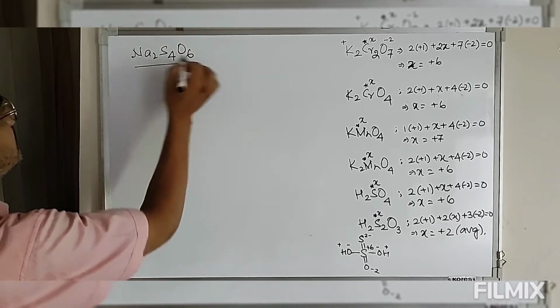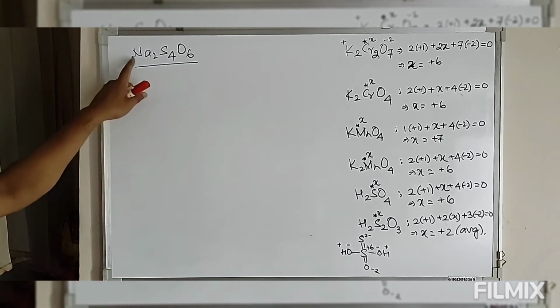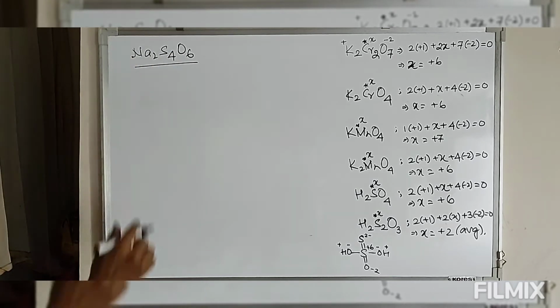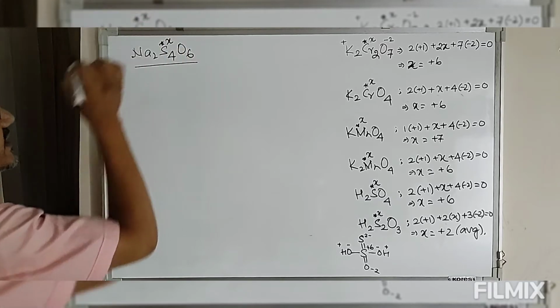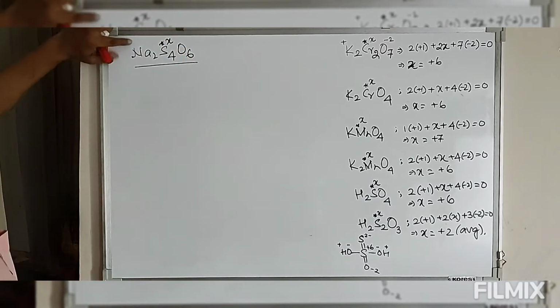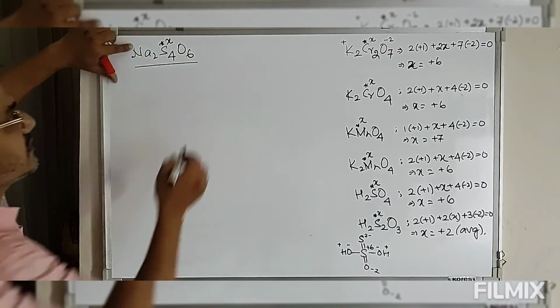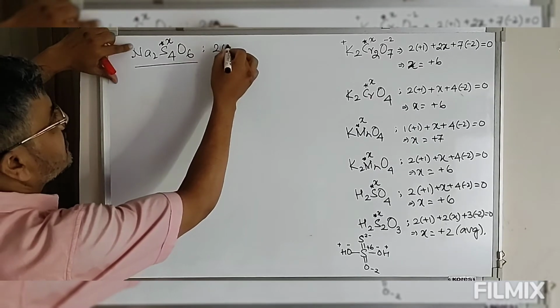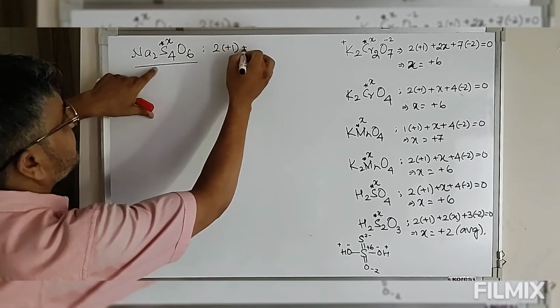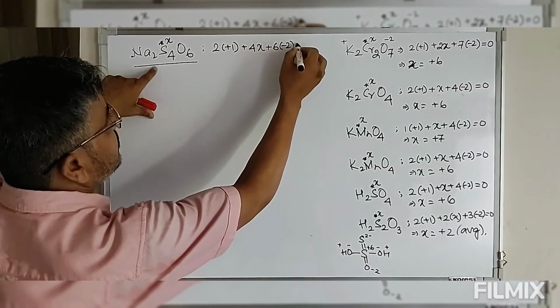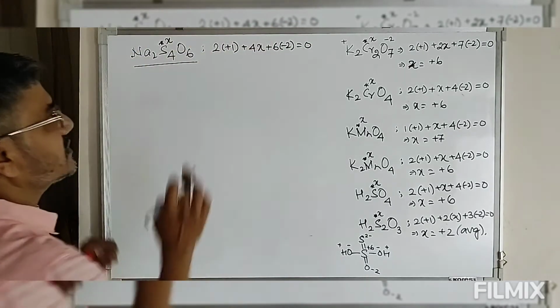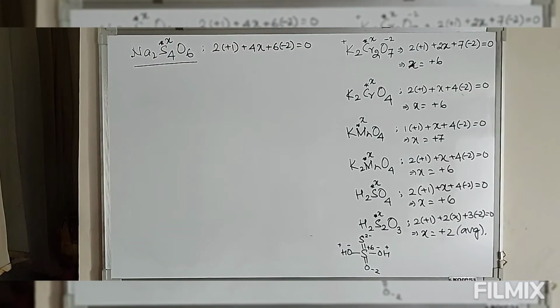Na2S4O6. Let's define this, Na2S4O6. We have to define the oxidation state of sulfur. Let's suppose this is X. Sodium is an alkali metal, so alkali metals are +1 oxidation state. Plus we have 4 times X plus 6 times -2 is equal to 0, because the total charge is 0.